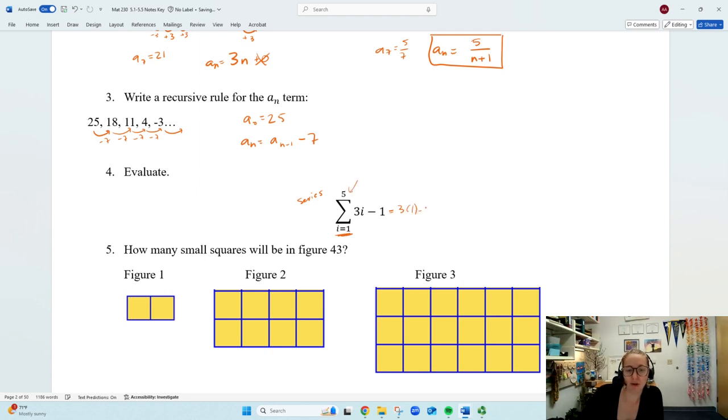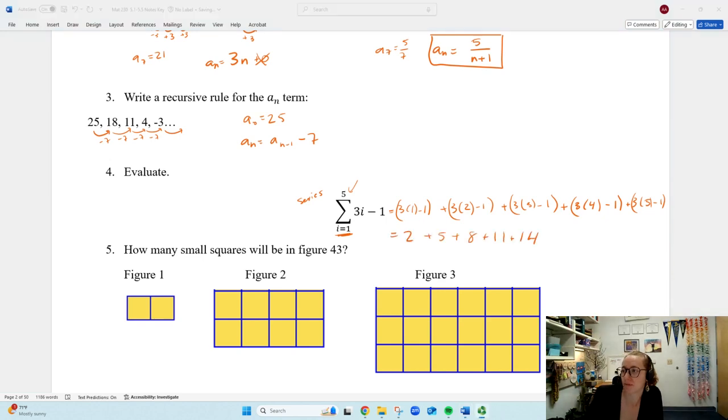So I'm going to plug in 1 first. Now I'm going to plug in 2. I'm going to plug in 3. And I will stop when I have plugged in 5. So I know I'll stop when I have plugged in 5. So now this is just a matter of doing some algebra. I think that ends up being 40 when I add all of those together.